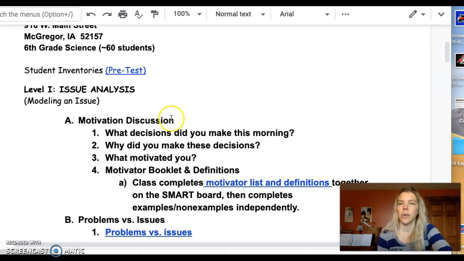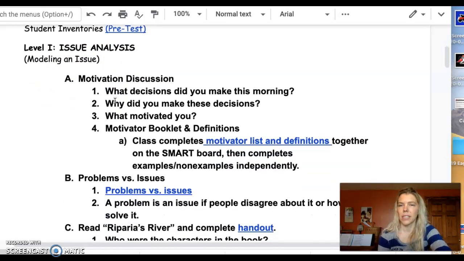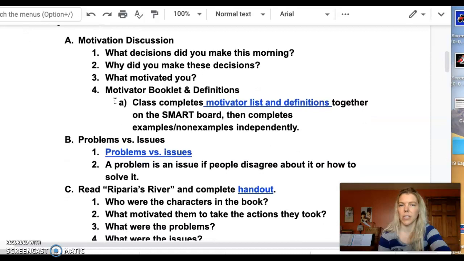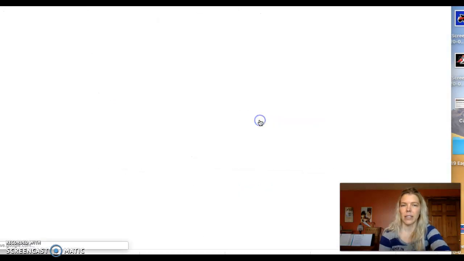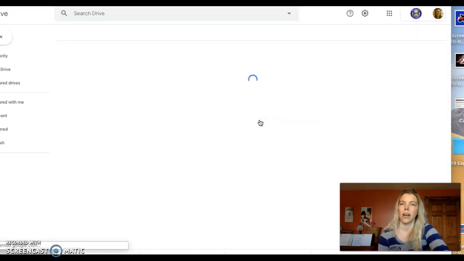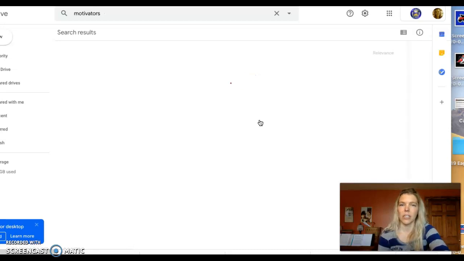Okay, so first we would have the pretest, and that's sent out via Gmail. And then day one, we would get right into level 1. This is issue analysis. So we talk about what decisions they made that morning, why they made that, and what motivated them. Then they'd go ahead and complete this handout of the motivator list and definitions.